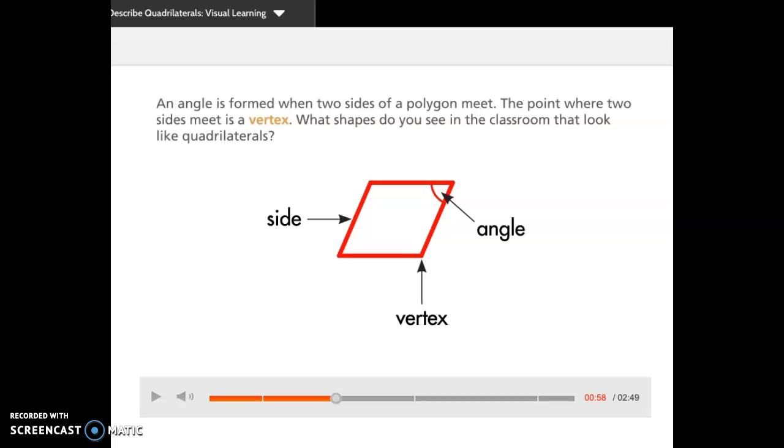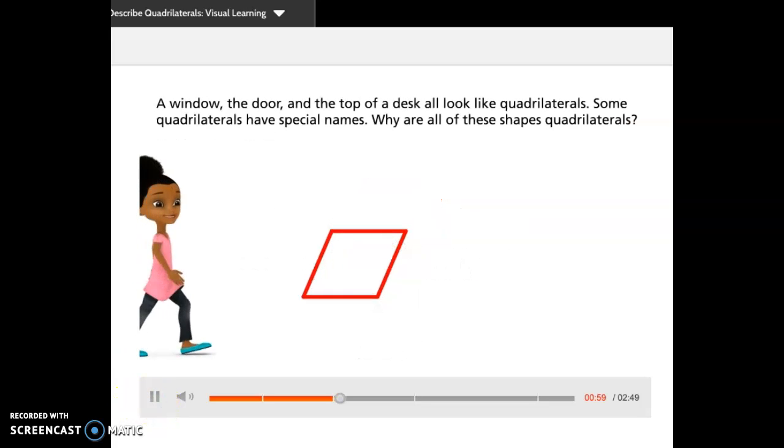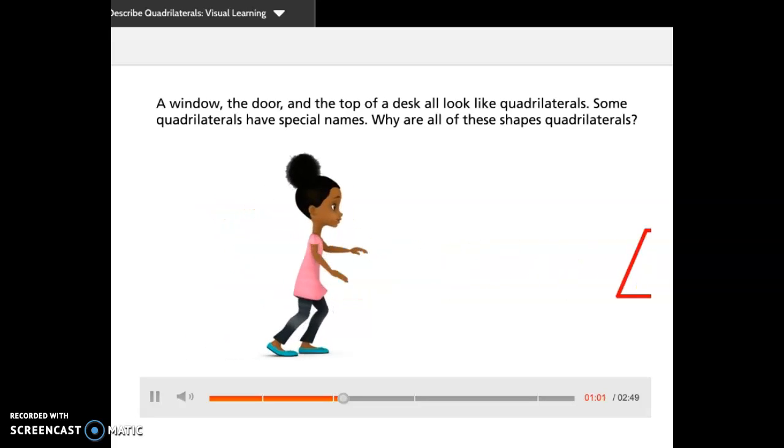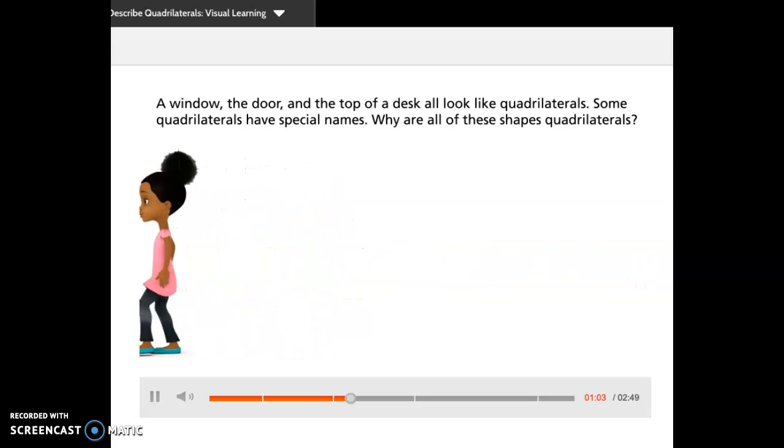A quadrilateral has four sides. So I'm in my living room right now, and so I see the TV. The TV is a quadrilateral with four sides. I have a window, a quadrilateral with four sides. So look around your house. What shapes do you see that look like quadrilaterals? A window, the door, and the top of a desk all look like quadrilaterals.